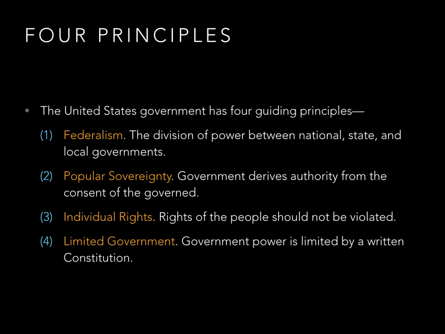Second, popular sovereignty. The government derives authority from the consent of the governed, from the people. Third, individual rights. This states that the rights of the people should not be violated. Fourth is limited government. Government power is limited by the written Constitution.